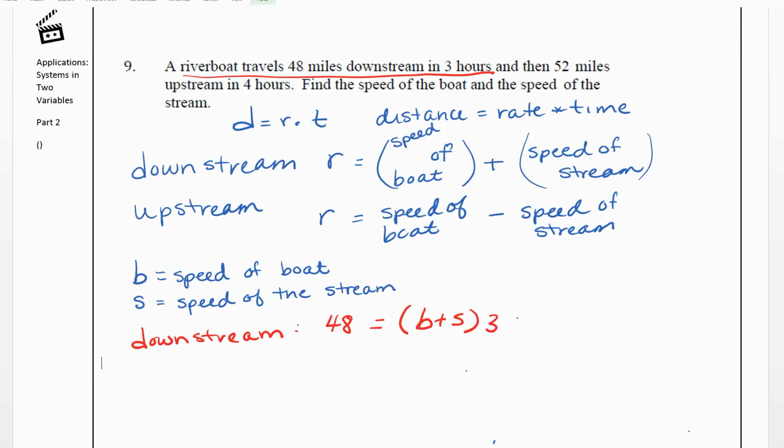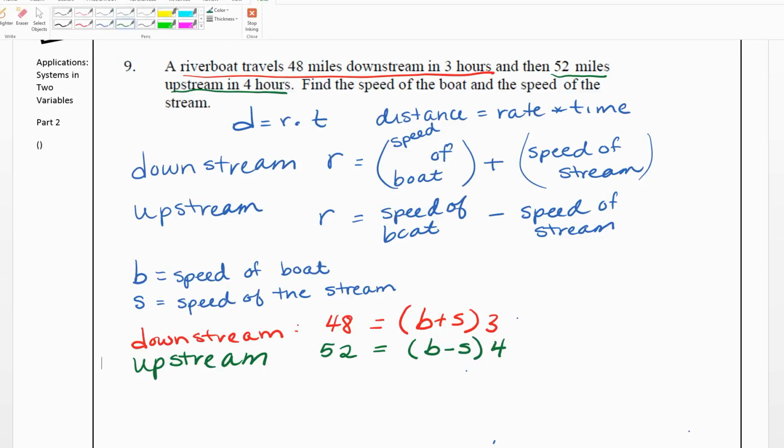Okay, now let's do our upstream equation. So 52 miles upstream in 4 hours. So 52 miles. Our rate going upstream is B minus S in 4 hours. Okay, so now we have our equations. We just have to use what we know about systems of equations to solve them.